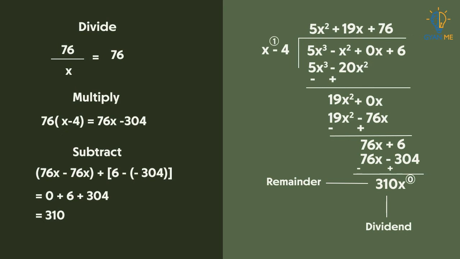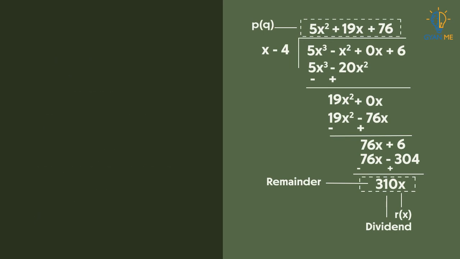divisor, which is 1. The polynomial above the bar is the quotient q of x, which is equal to 5x square plus 19x plus 76. And the number left over, that is 310, is the remainder r of x. This division can easily be verified.